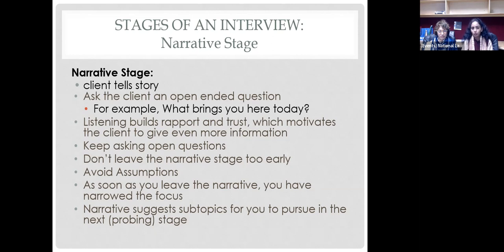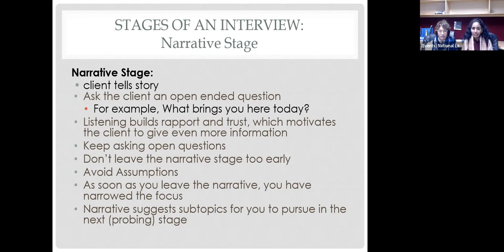So there are certain things which you need to ensure at this stage, that is, let the client speak freely as much as possible. Ask open-ended questions. Don't listen with preconceived notions. Don't jump to conclusions. Keep yourself neutral as much as possible. Don't leave the stage too early. And encourage the client to speak as much as possible, because this is the stage from which you get subtopics for the next stage. So this is the stage where you just collect all the information which can come in.